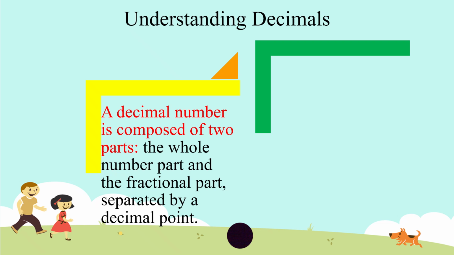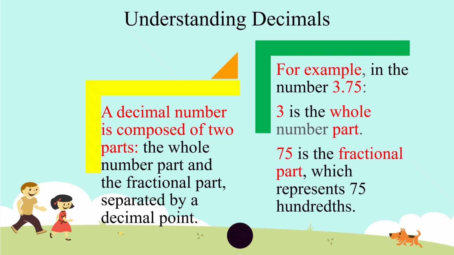A decimal number is composed of two parts, the whole number part and the fractional part, separated by a decimal point. For example, in the number 3.75, 3 is the whole number part. 75 is the fractional part, which represents 75 hundredths.